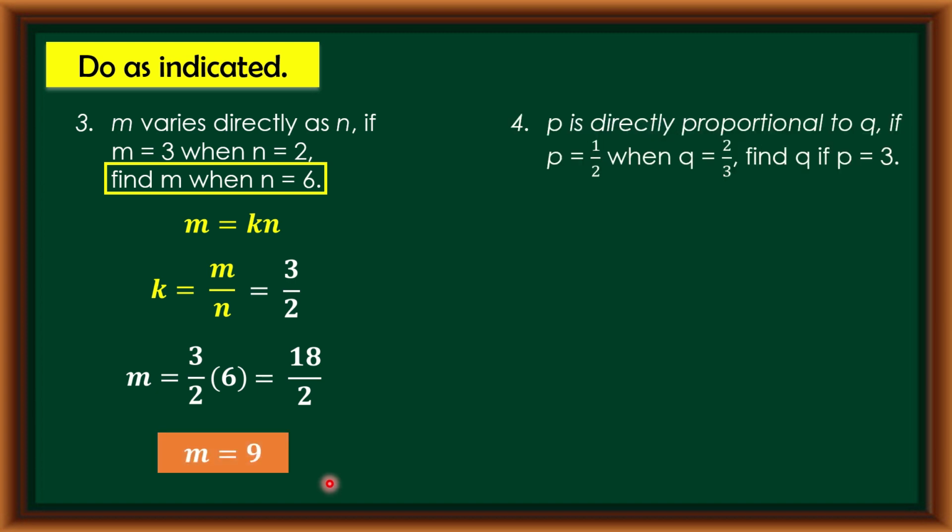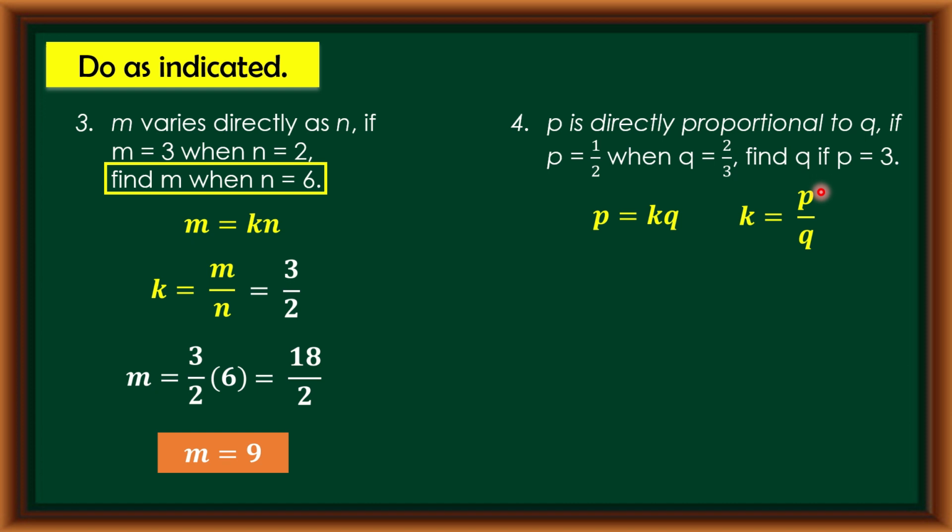So let us have our last example, number 4. P is directly proportional to Q. If P is equal to 1/2 when Q is equal to 2/3, find Q if P is equal to 3. So this one is the same with our third example, only that the givens are in fraction form. It says here that P is directly proportional to Q, which in equation will be P is equal to k times Q.